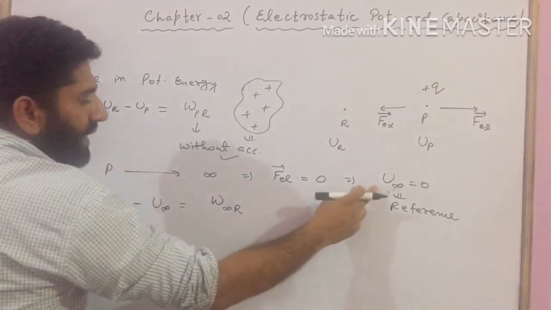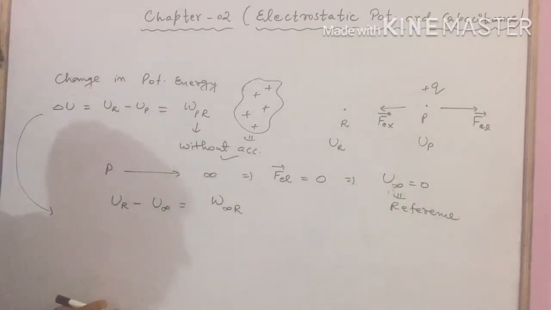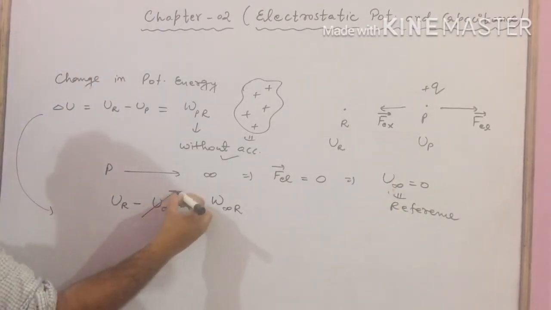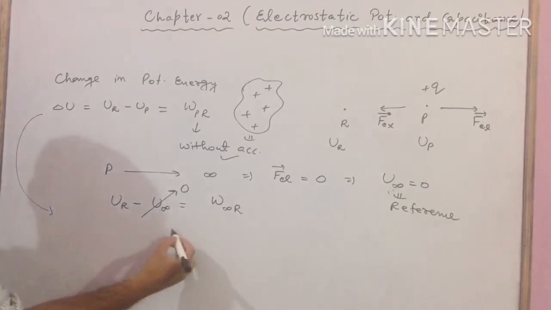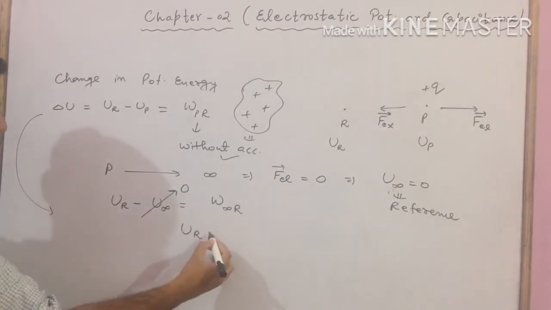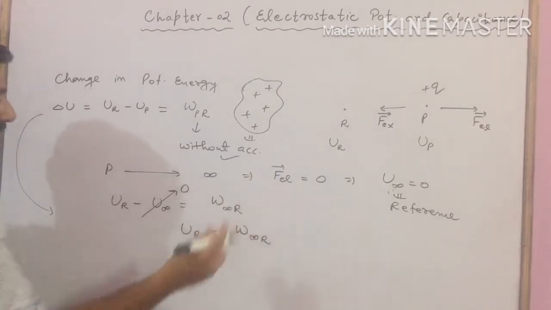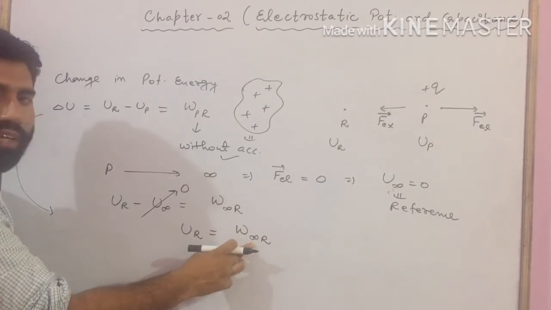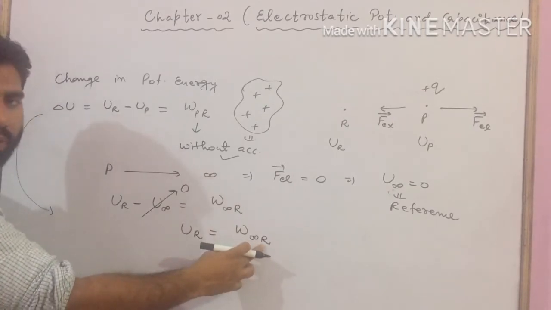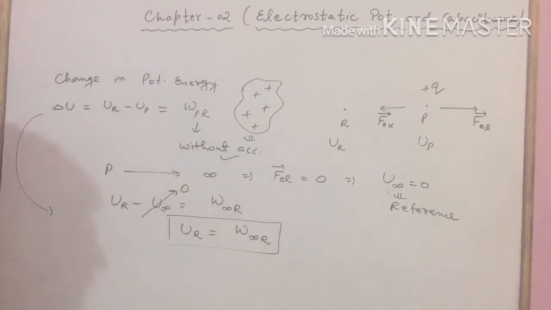But because infinity is the reference, so potential energy at infinity will be how much? That will be 0. So this term will go to 0 only. And then what do we have? We have potential energy at point R is equal to work done in moving the charge from where? From infinity to that particular point. So this gives us the definition of potential energy.